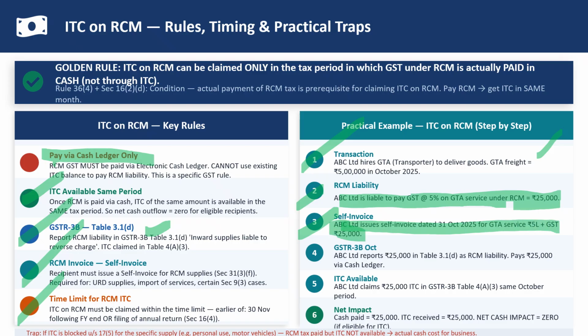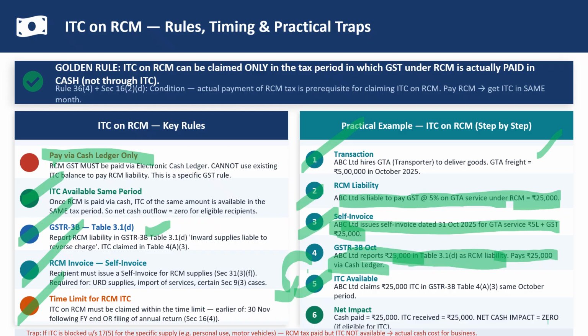And then in GSTR-3B, you need to report 25,000 under table D, the RCM liability. You need to pay that 25,000 in the cash ledger first, and then ITC of 25,000 is available in 3B 4A, ledger one. Now you have paid it, right? It will be eligible now for your services. See, for ABC, the self invoice is there. The cash paid is 25,000, ITC received is 25,000.